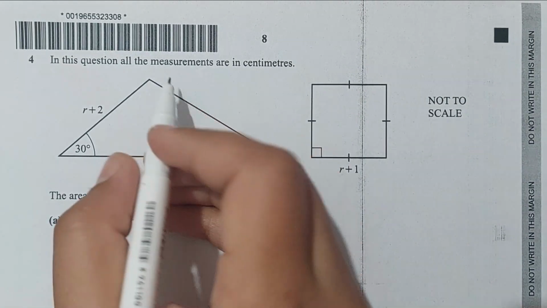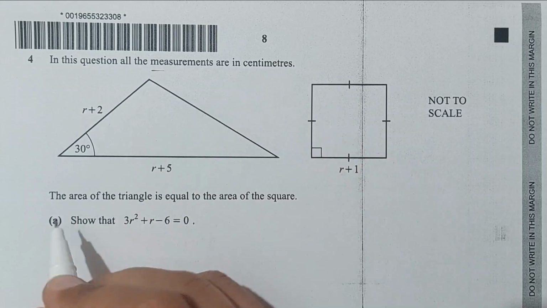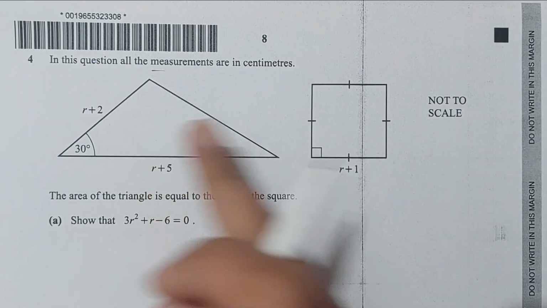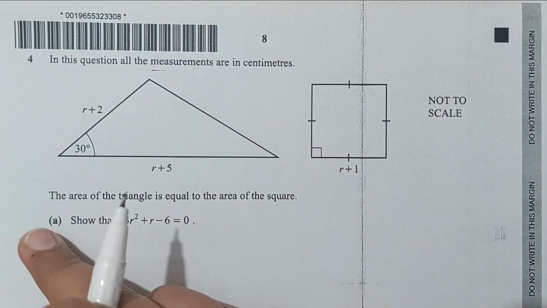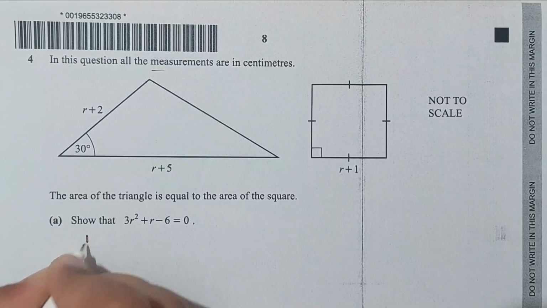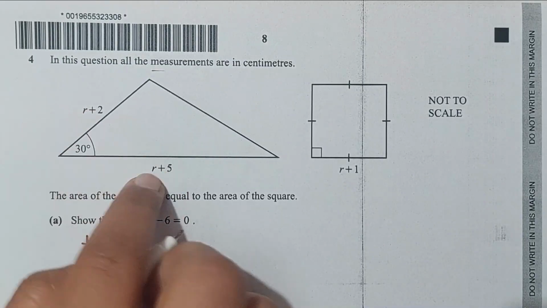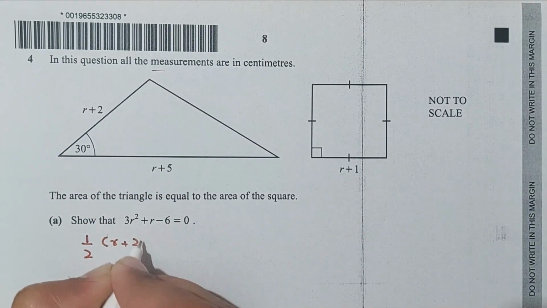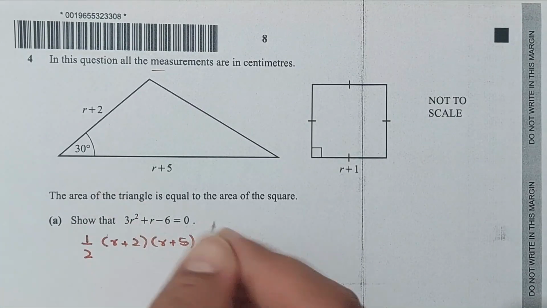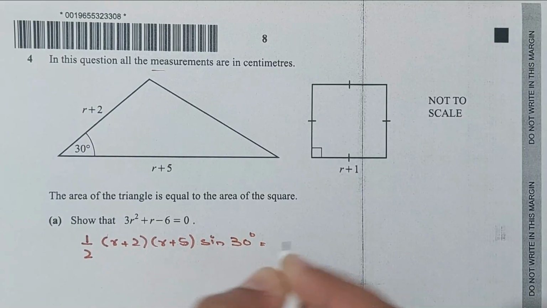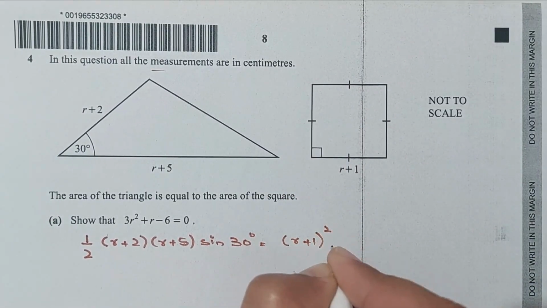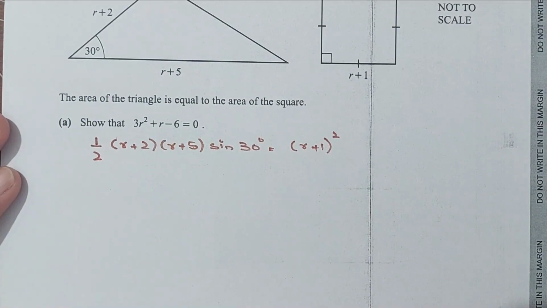Question number 4. In this question, all the measurements are in centimeters. The area of the triangle is equal to the area of a square. Area of this triangle and area of this square both are equal. Part A showed this equation. So what is the area of this triangle? Area of a triangle is half the product of two sides, which is r plus 2 and r plus 5, and sine of the angle between the two sides, which is 30 degrees. This area equals the area of this square. All the sides are r plus 1 squared. Side squared is the formula for the area of a square, right?